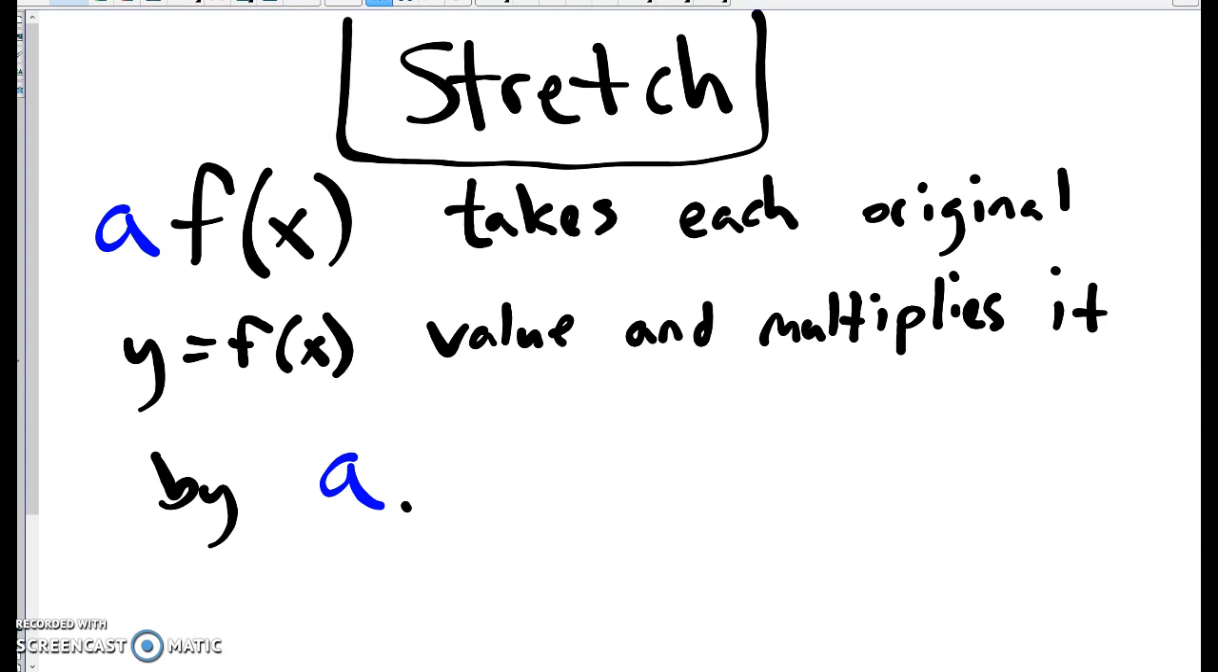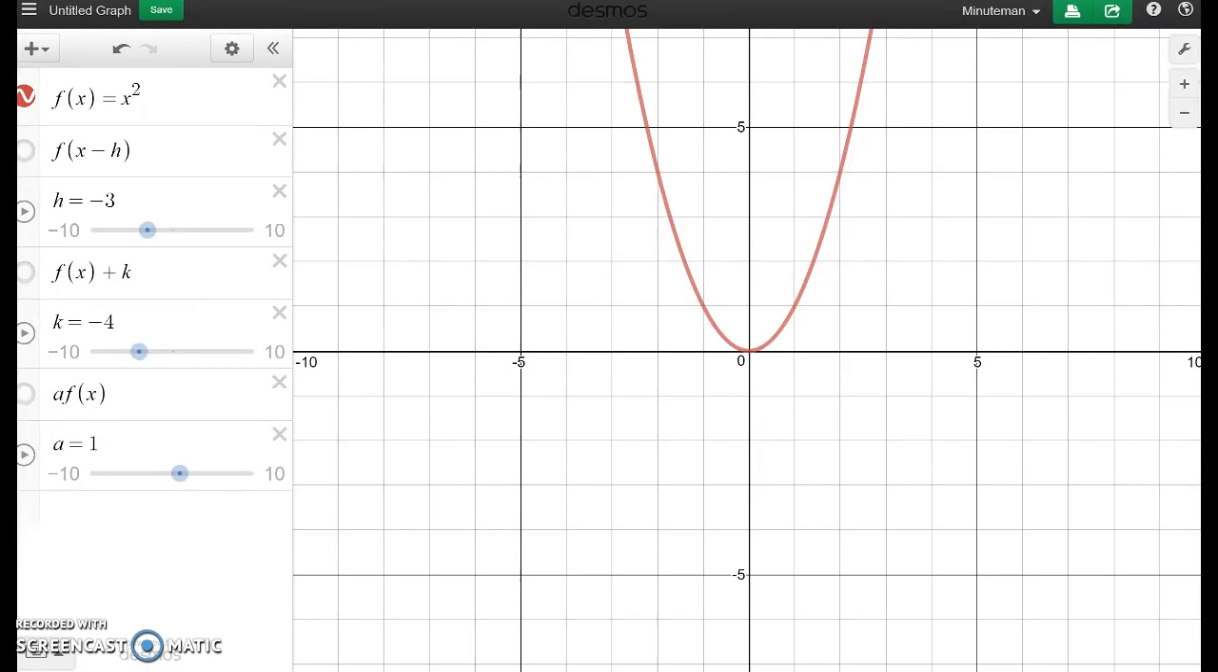We've also looked at stretches. All right, so this is the basic format for a stretch. A times f of x takes each original y value and multiplies it by a. And taking a look at what this will look like, here again is our original parent function, where a is 1. Because if you're multiplying something by 1, it's not being changed.